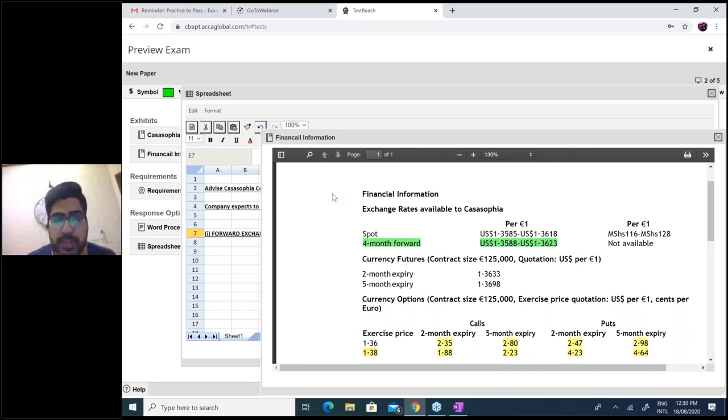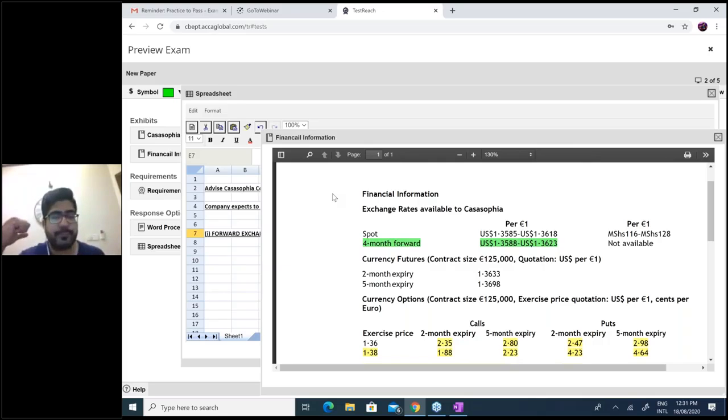Okay, so there are two rates, 1.3588 and 1.3623. Which is the quote? The company is based in Europe, and euro is in the denominator per euro. It's an indirect quote, you need to divide. The lower rate is the buying rate and the higher rate is the selling rate. So what is the buying rate? The lower one, 1.3588. And what is the selling rate? The higher one, 1.3623. So which rate to select? You have to divide, because it's an indirect quote. Lower is the buying one, higher is the selling one.